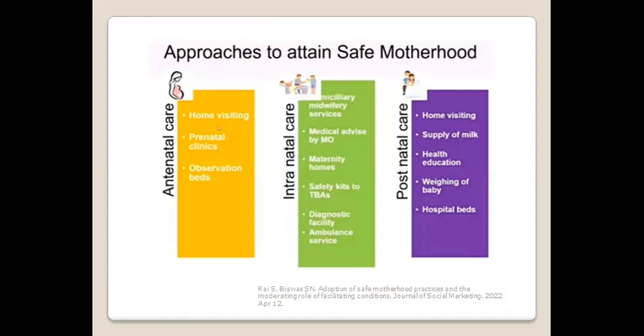Now, approaches to attain safe motherhood. They include, at the antenatal care level, we can conduct home visiting, we can establish the prenatal clinics, we can also establish the observation beds.